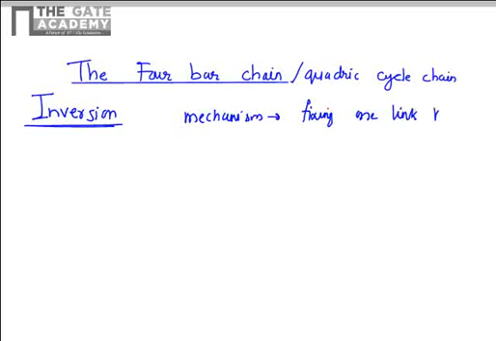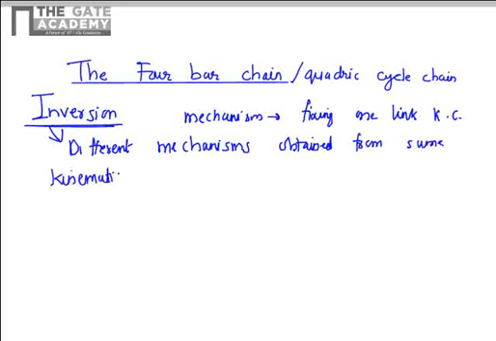So if you recall our definition, a mechanism is obtained by fixing one link of a kinematic chain. So by fixing different links of a kinematic chain, you can get different mechanisms. So inversions are nothing but different mechanisms obtained from the same kinematic chain by fixing different links.